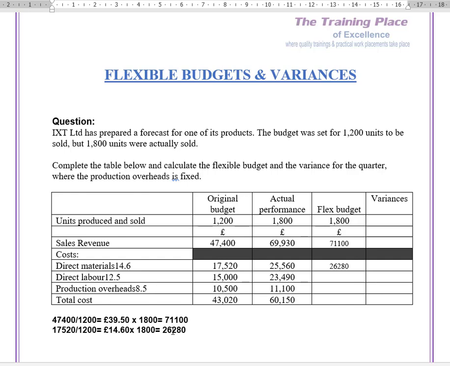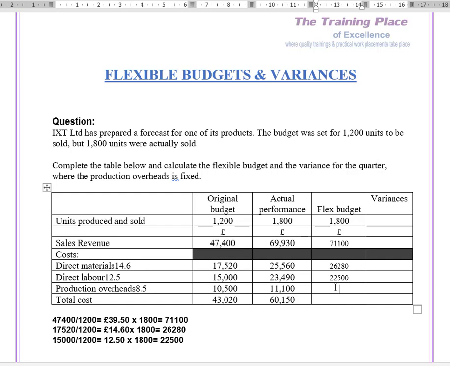Okay, so that is 26,280. Then you get to direct labor. You're going to do exactly the same thing. £15,000 divided by 1,200 should give you your cost per unit, which is £12.50, and then you multiply that by 1,800 units, which should then give you the figure that you need to drop into there.